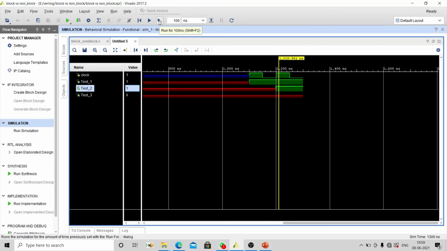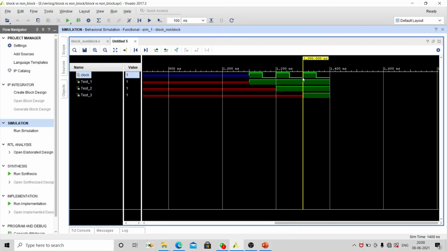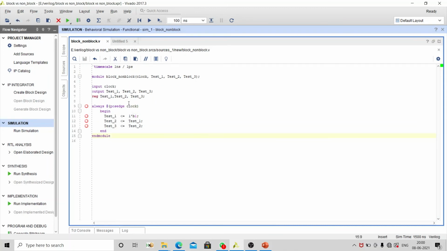Now this time test2 is already 1, or in high condition, so test3 will go to high. So let's see. Whenever you see the next positive edge of clock, my test3 also went to high. If I run again, it will stay in the same high condition. This is what we see in hardware. This is how a shift register works. So I hope you understood the major difference between blocking and non-blocking statements.